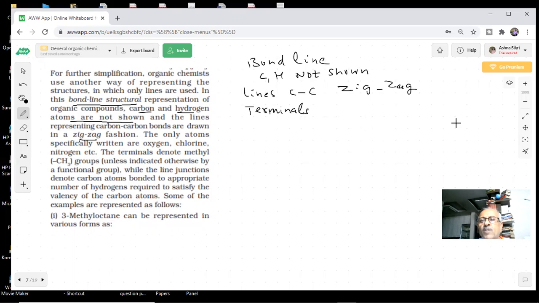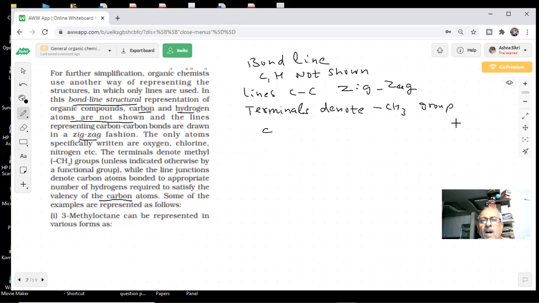Terminals will denote what, students? Terminals denote CH3 group, unless it is a functional group, in which case I will have to show it. The line junctions denote carbon atoms bonded to the appropriate number of hydrogens required to satisfy the valency of the carbon. When I say valency of the carbon, how much is it? 4 every time. If I am not showing anything, it means the rest are hydrogens. Terminal things are only methyl.